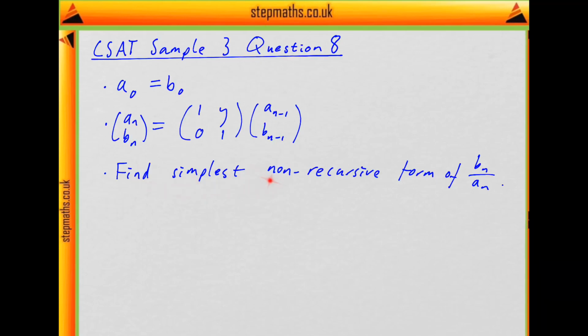And we're asked to find the simplest non-recursive form of Bn over An. So non-recursive means we're not relating this to previous values of B and A. It might depend on n, but it's not going to be something like 1 plus Bn minus 1 over An minus 1. That would be recursive. Okay, so if you want to have a go at this question yourself, pause the video now.